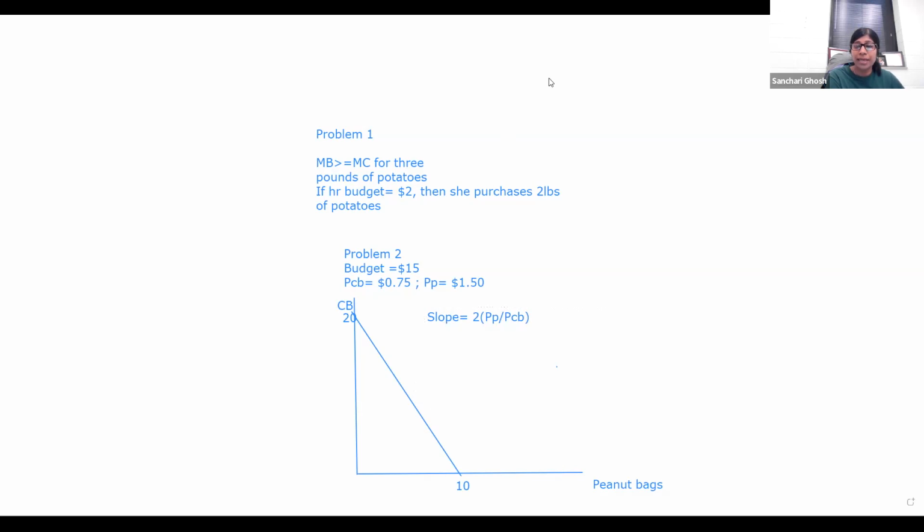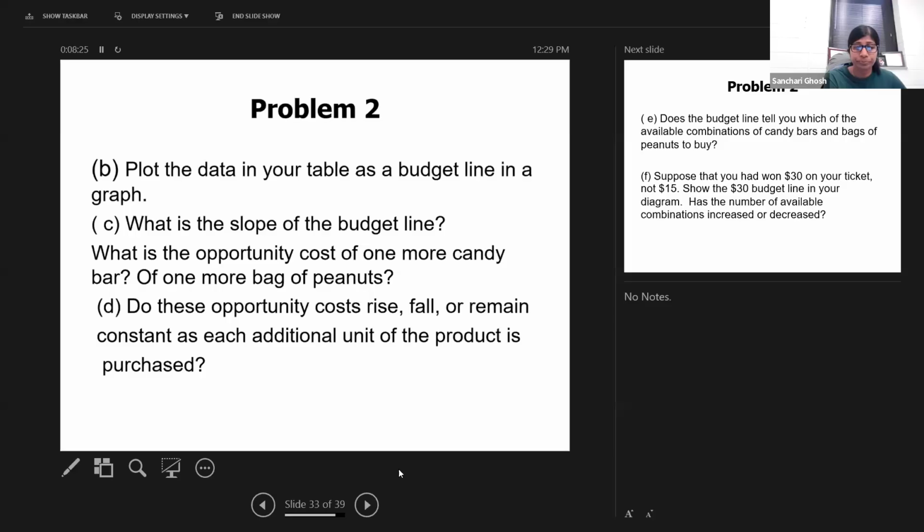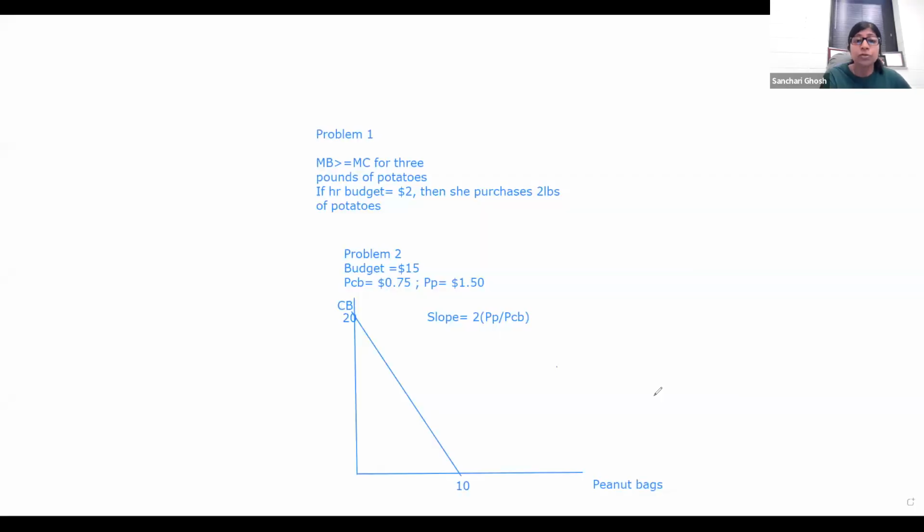So in that case, the next questions are dealing with opportunity cost, which are readily identifiable once we know the slopes. What is the opportunity cost of one more candy bar, of one more bag of peanuts? One thing about number D, the opportunity costs are going to remain constant no matter whether you are changing candy bars or peanuts. Okay. So let's go back to the whiteboard and figure out the opportunity costs, which will be very similar to the slopes.